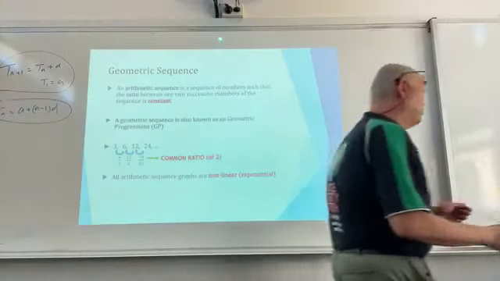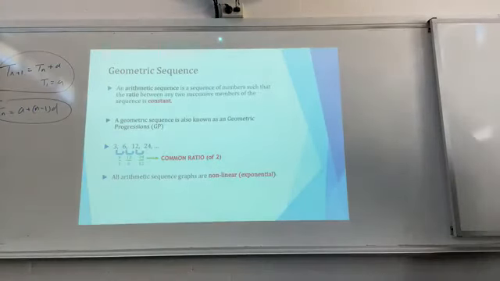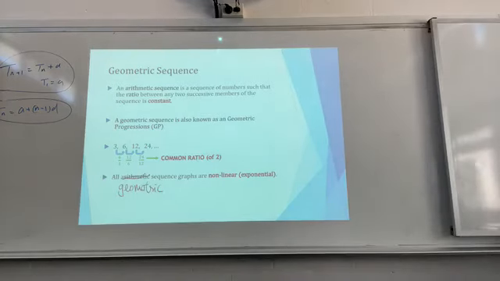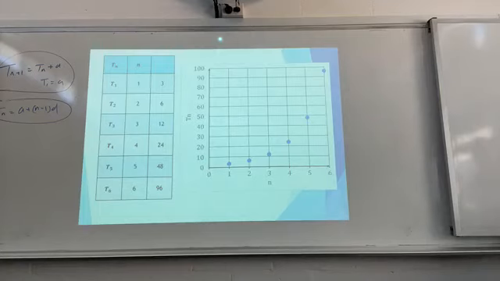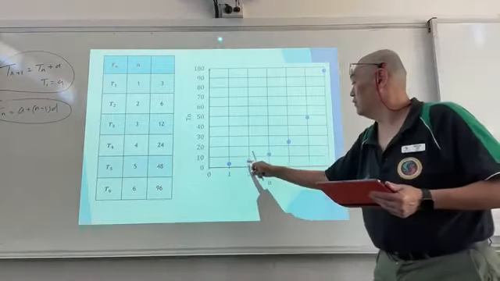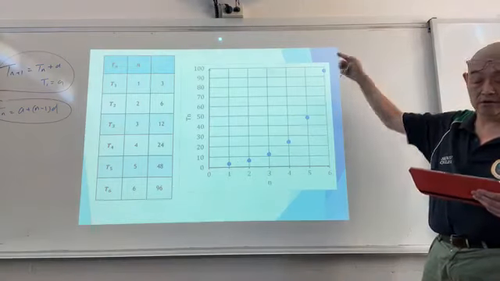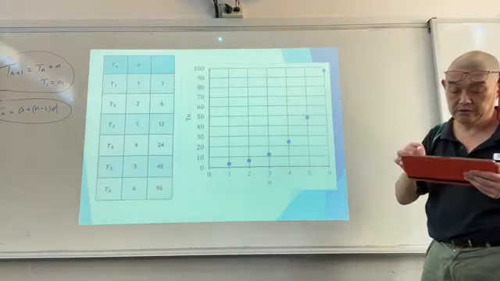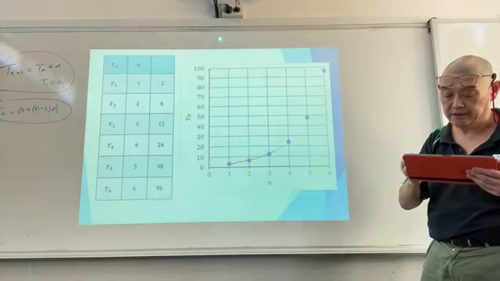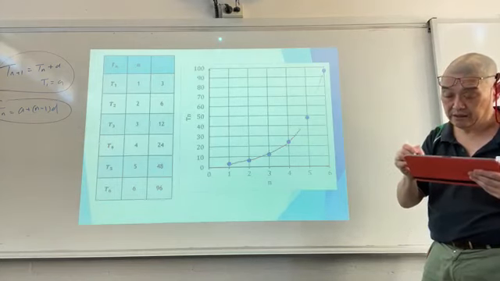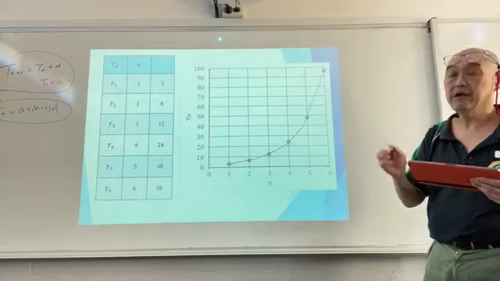So that's wrong. That's not arithmetic. That should be geometric sequence. All geometric sequence graphs are non-linear, or exponential. You might be asked to describe the graph. Again, with the graph, you should always just use single dots. You can see that this is actually an exponential function. If I connect it, this is an exponential function. So you generally don't connect the dots.